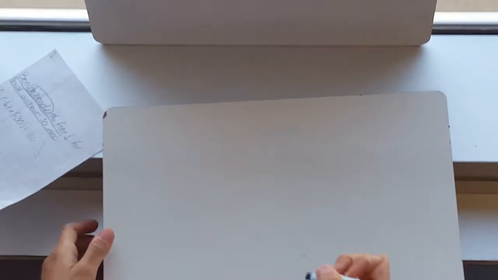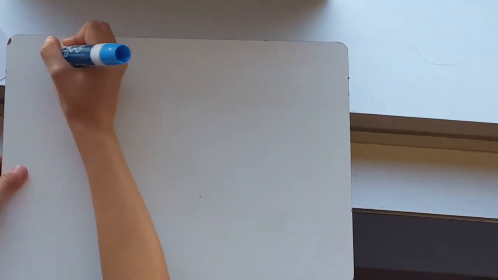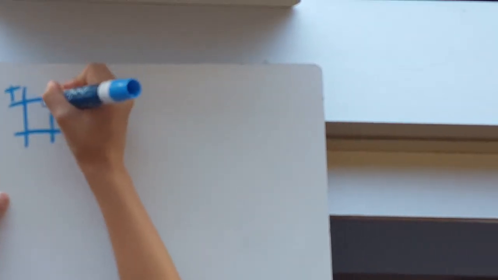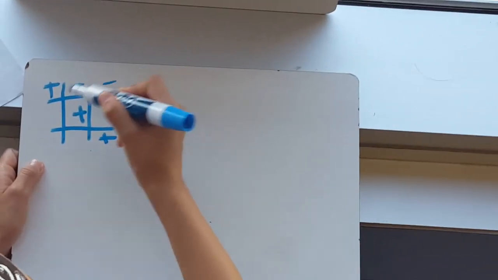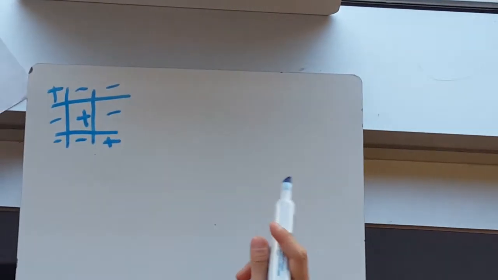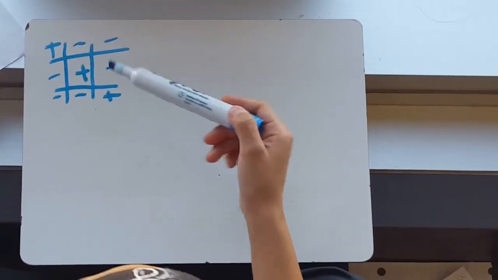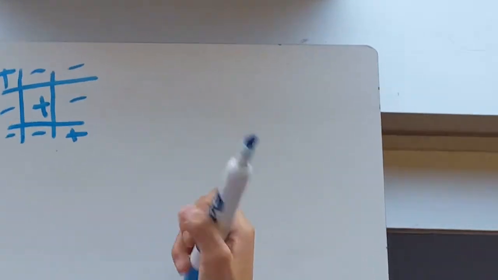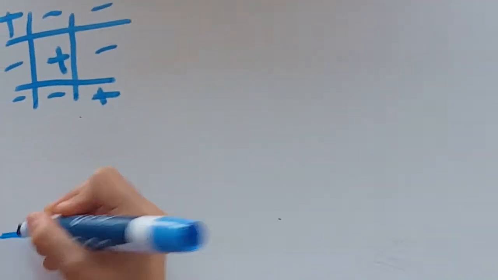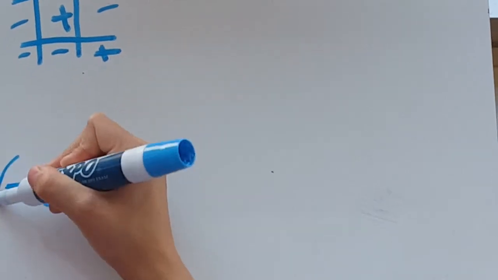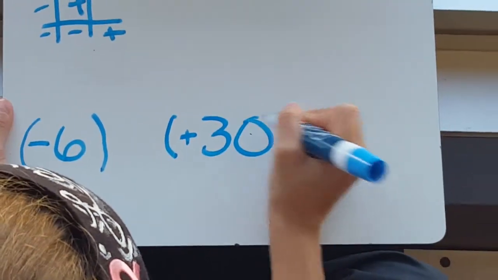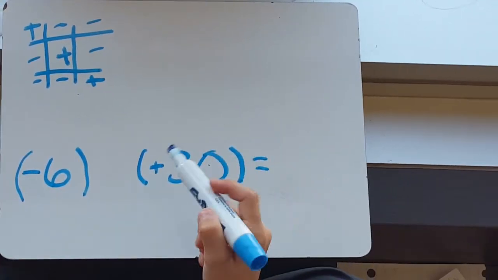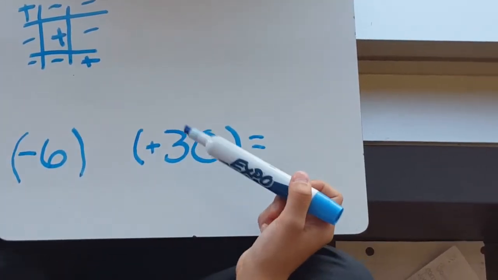So, something that can help you out with this problem is a kind of tic-tac-toe looking thing. So you put positive signs diagonal, and then negative signs all over the places that don't have positive signs. So it was negative 6 and positive 30. So we have a negative number and a positive number.